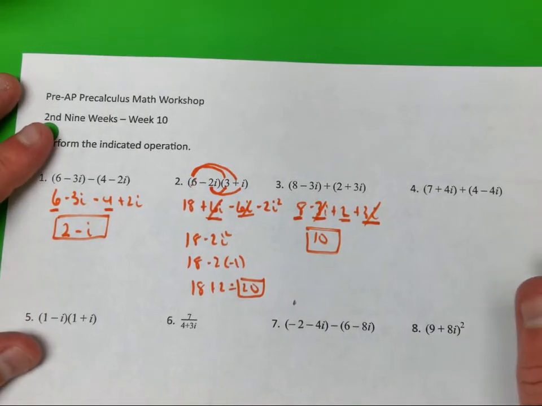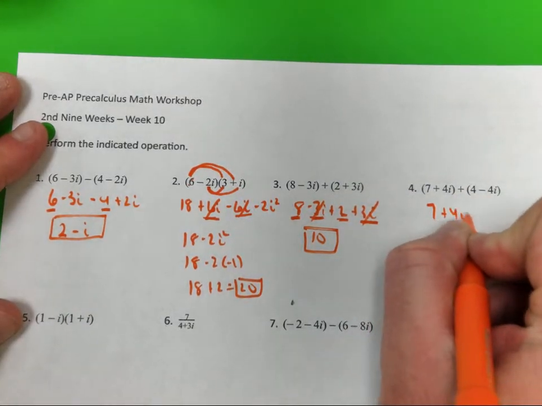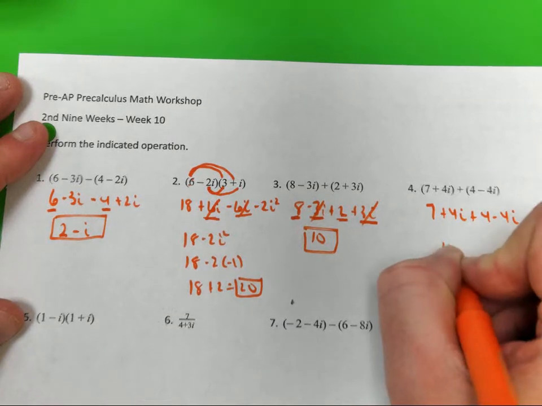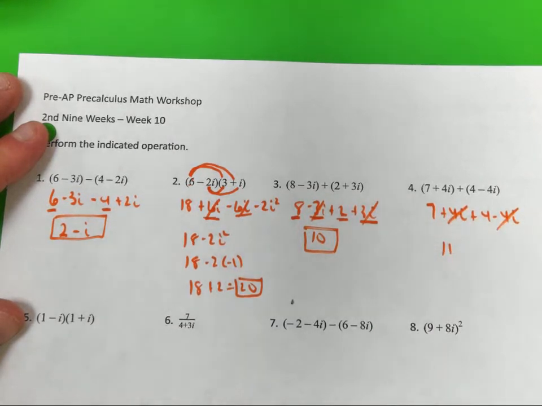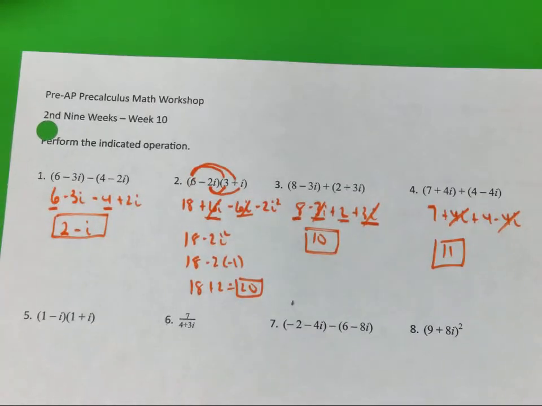Here we are adding again. Once again, that plus has no effect on this second parentheses. I'm going to rewrite it without it. 7 and 4 gives me 11. And 4i and negative 4i cancels out. So I'm left with 11. A lot of canceling out today on that top row.